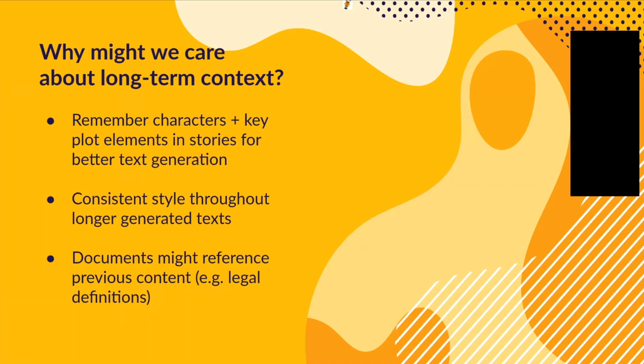So why might we care about long-term context? Well, first of all, if we're interested in text generation, we might want to remember characters or key plot elements in a story for more coherent text generation. We might want to keep a consistent style throughout longer generated texts. Or if you're like me and you're in industry, you might be interested in processing long documents that reference previous content. For instance, something like a legal definition.